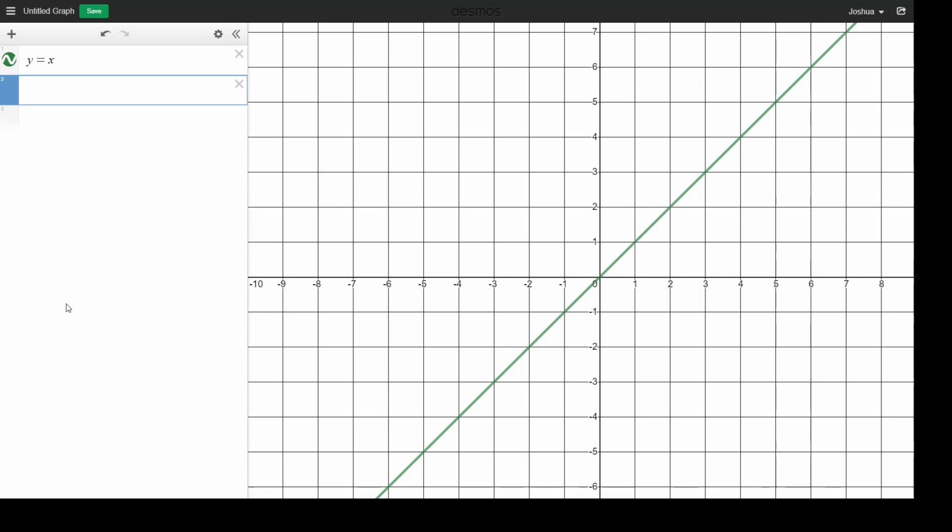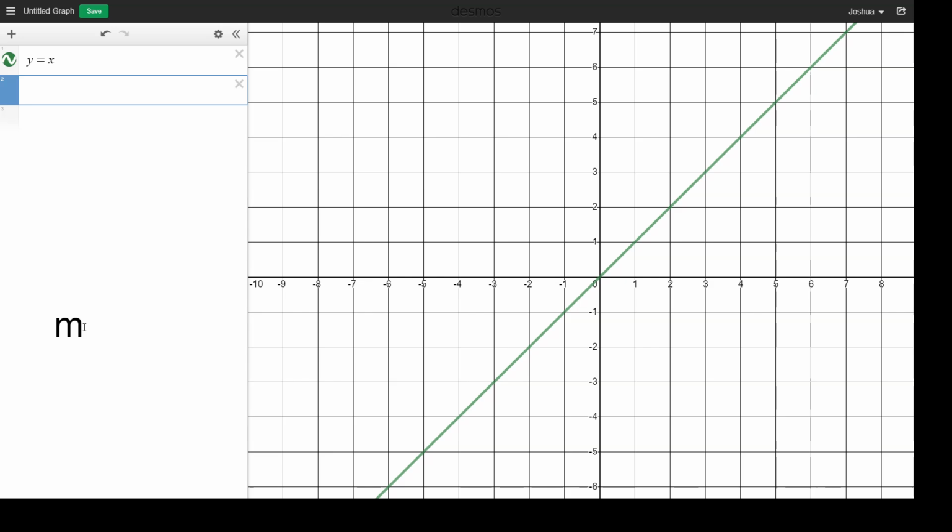Okay, so we're going to look at gradient now and how to calculate the gradient, or how to find the gradient of a line. So firstly, what is gradient? For gradient, we use the letter M to represent gradient. I'm not quite sure why they use the letter M. I've seen reasons given out there, but there's no real clear definition. It's just M is gradient in this case.